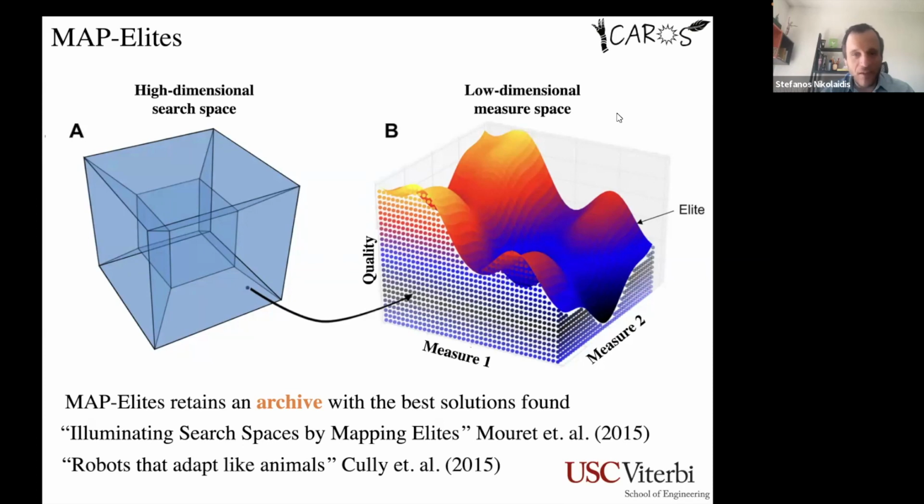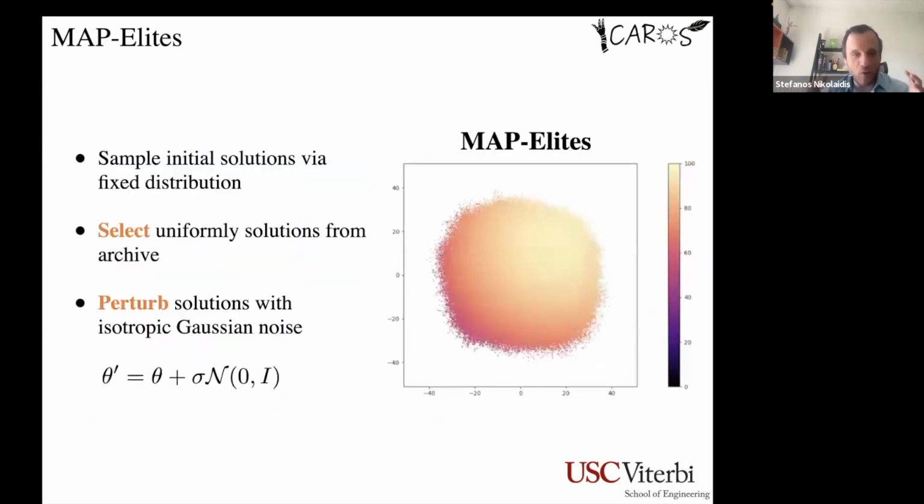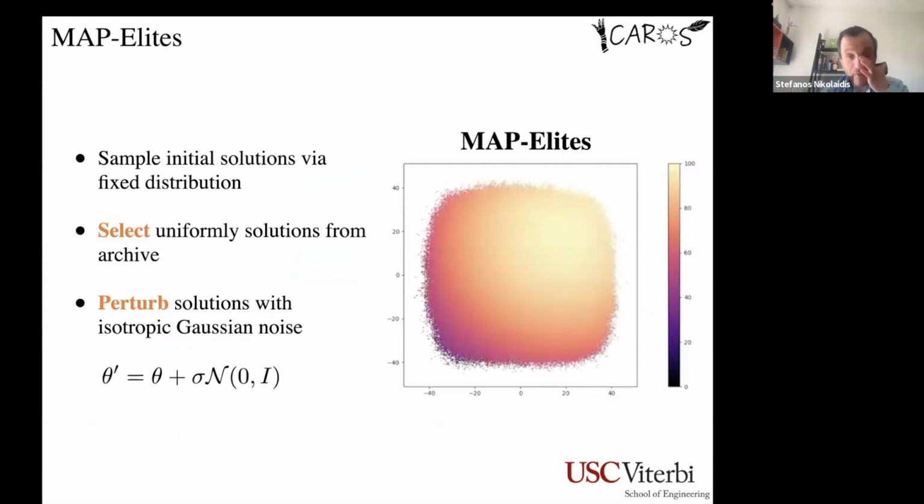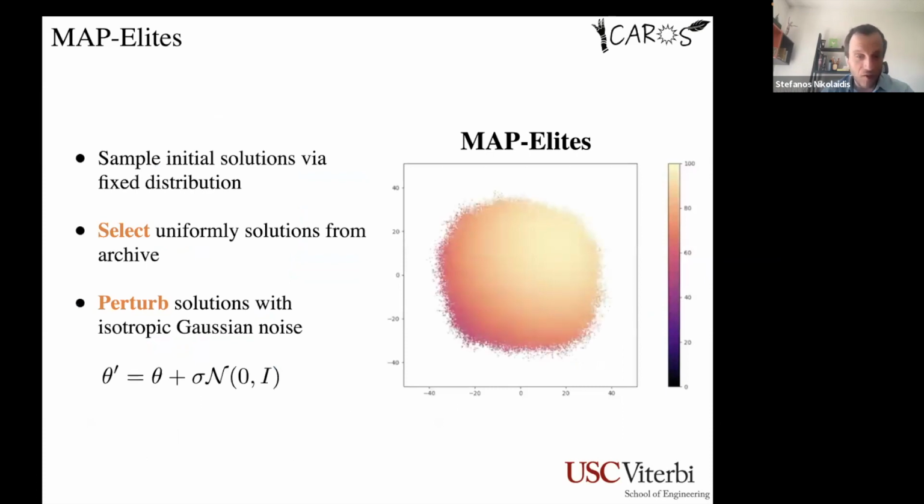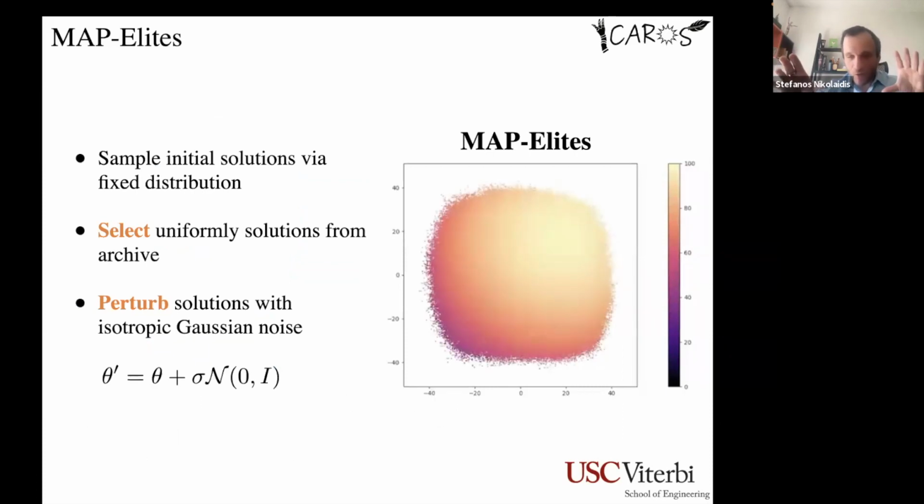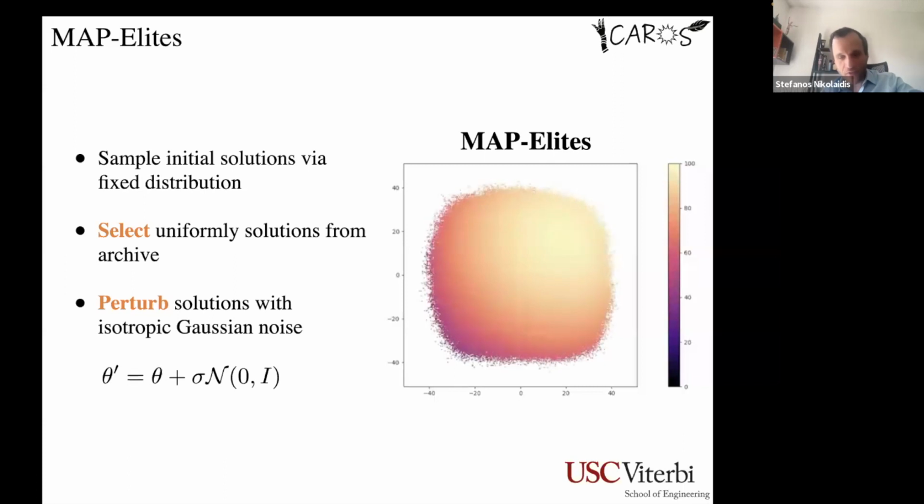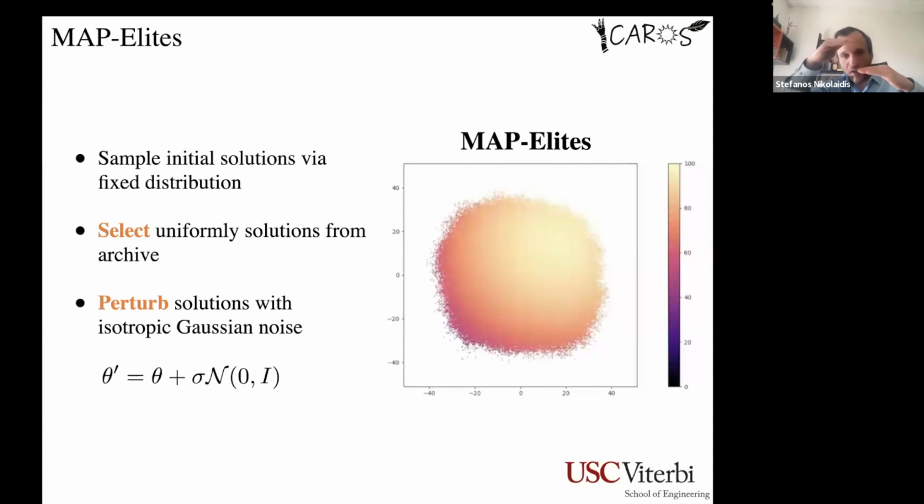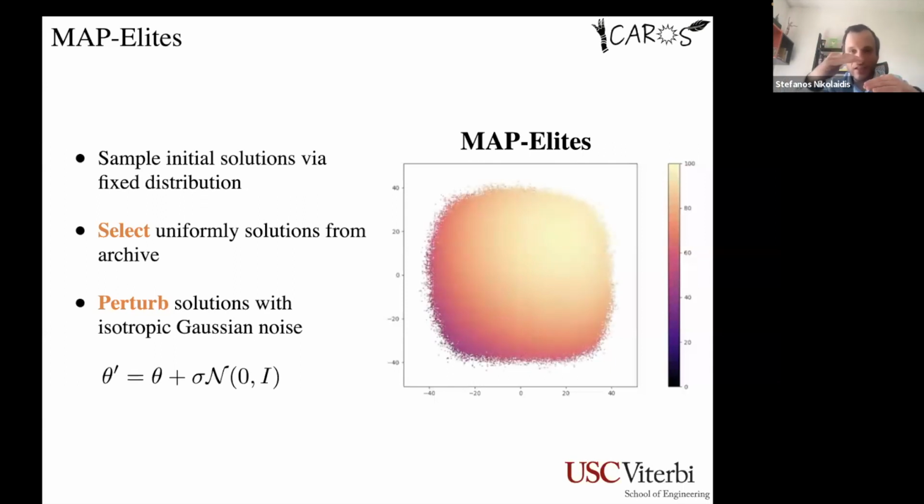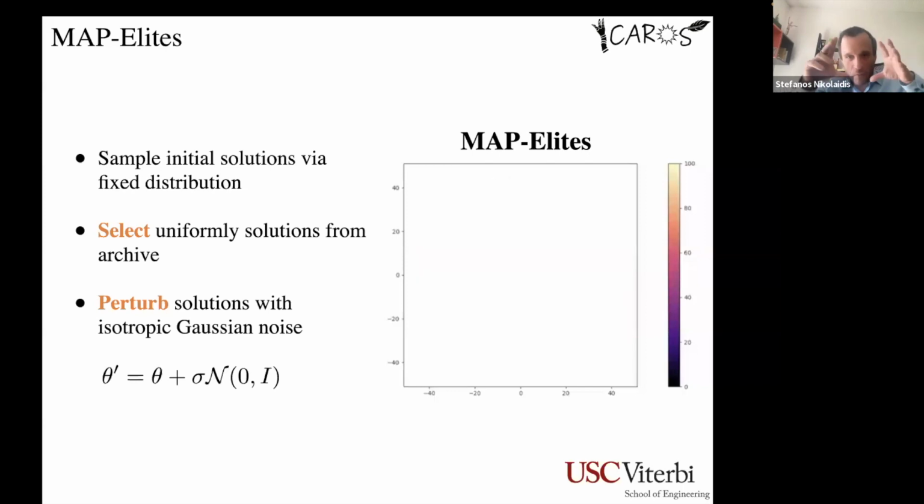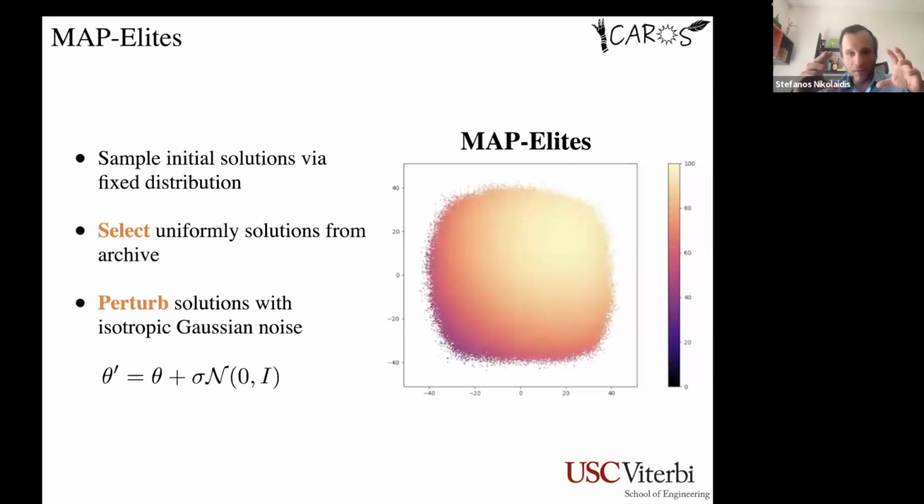And so the idea behind MAP-Elites is that you first sample solutions from a fixed distribution, and then you select solutions uniformly from the archive. You perturb them with some isotropic noise, so you apply some random perturbation, and then you generate new solutions. If the new solution is mapped to a new cell and that cell is empty, you add it to the archive. If that cell is already occupied by an existing solution, then you compare the quality of the new solution with the previous solution, and you add it to the archive if it's better. So in other words, you build an archive with elites, the best performing solutions. That's why it's called MAP-Elites.